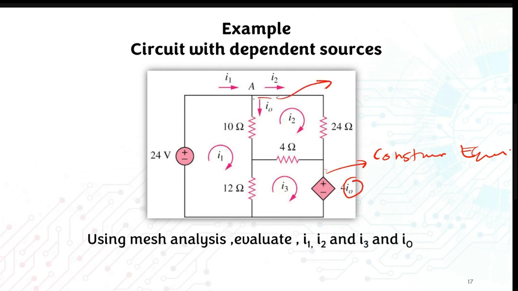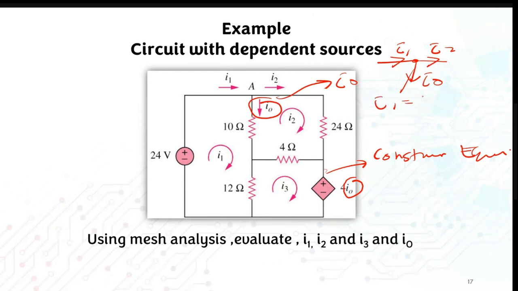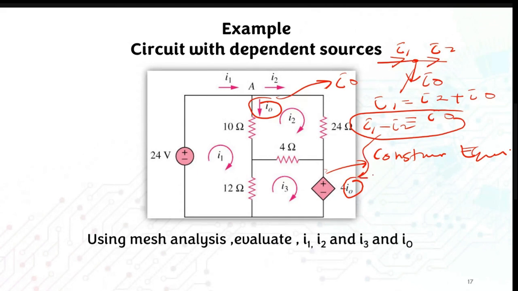Obviously here you can get this I naught, just follow the current directions. This is going to be your I1, this is going to be your I2, and this one is going to be your I naught. So here I1 is equal to I2 plus I naught, and your I naught is going to be equal to I1 minus I2. So this is the constraint equation for your I naught. Just note that I naught is actually equal to I1 minus I2.